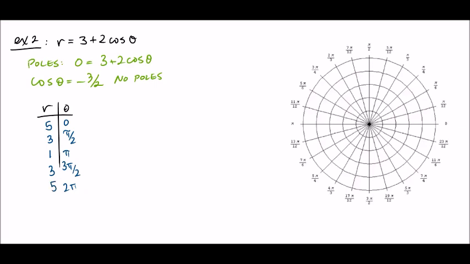Okay, so here are your key points. At 0 degrees, I'm at 5. At pi over 2 degrees, I go 3 steps up. And then at pi, I'm at 1. And then 3 steps over here, okay, and then back around. So how should I draw this?